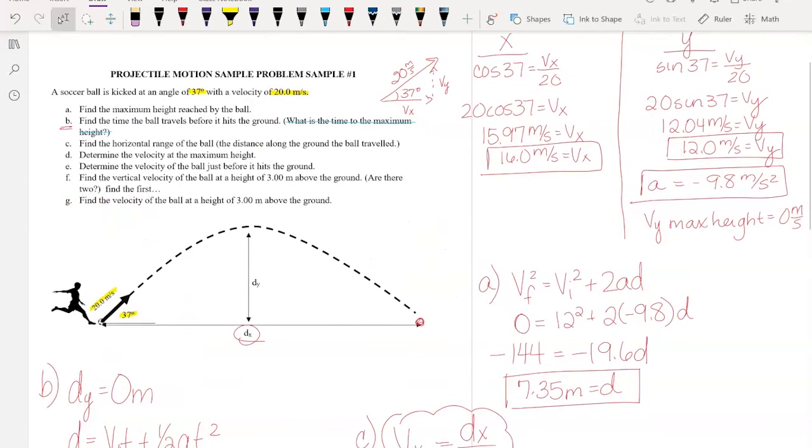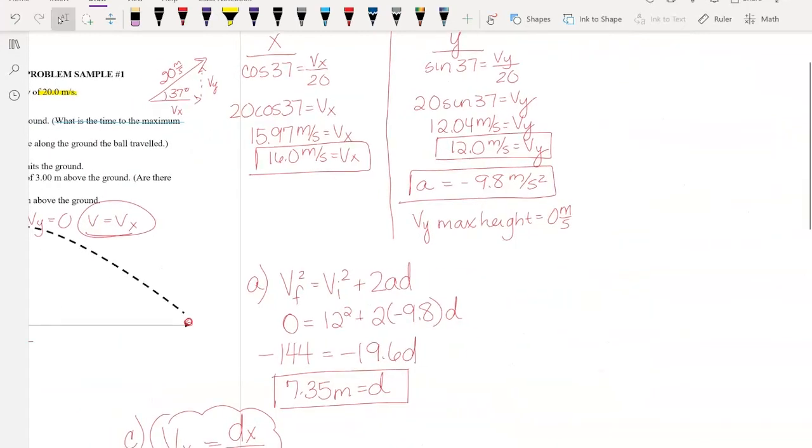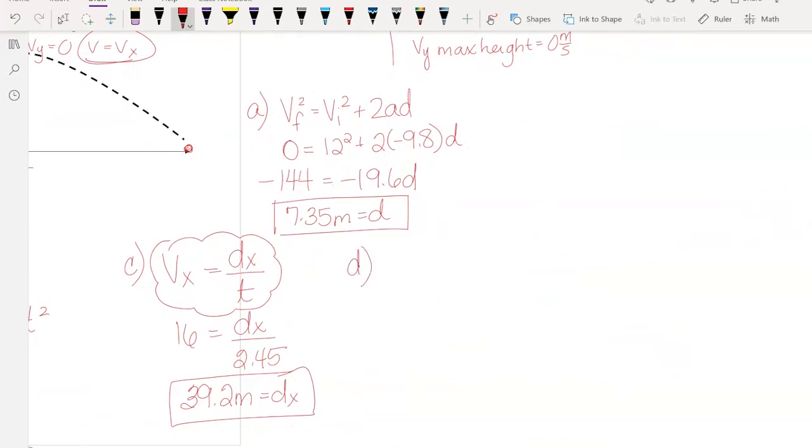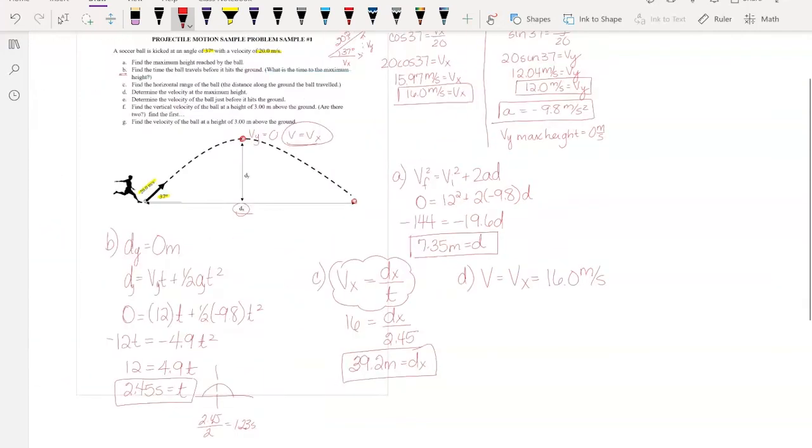Determine the velocity at the max height. Well, at the max height, we know the Vy is 0. And the velocity, the V, equals the Vx. So D, the velocity equals the Vx, which is 16.0 meters per second. So that's the answer to D.